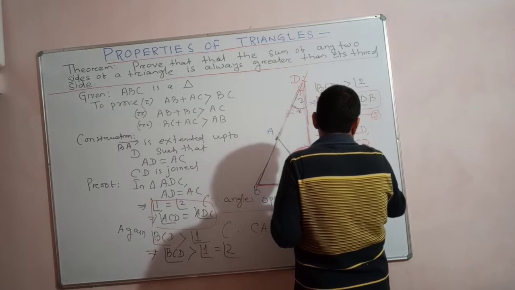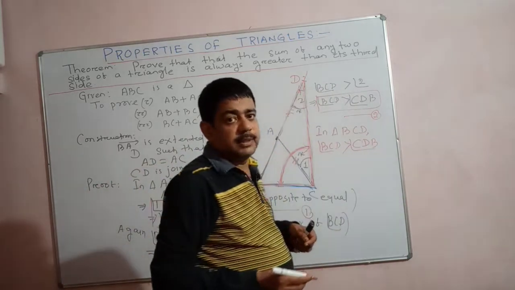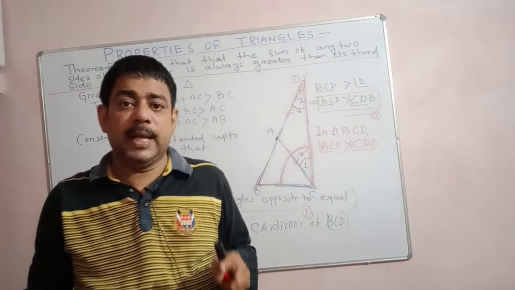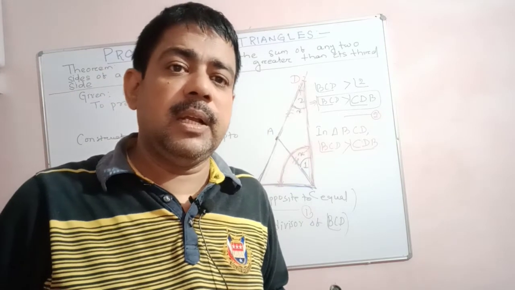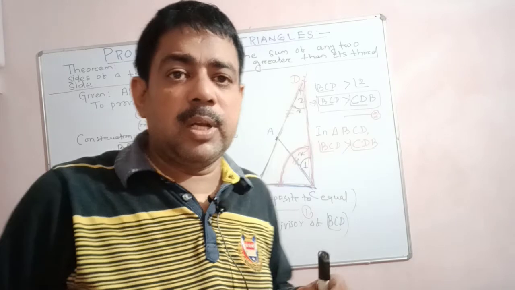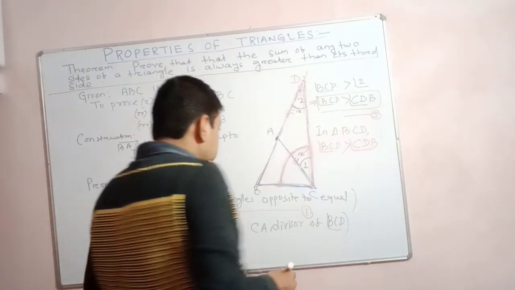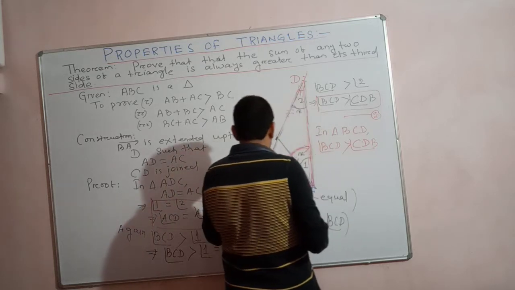CDB angle. If one angle is greater than the other angle, then according to the property, if two angles are unequal, the side opposite to the greater angle is always greater, and the side opposite to the smaller angle is always smaller. Yes or no? So the side opposite to the greater angle, BCD angle, which side?